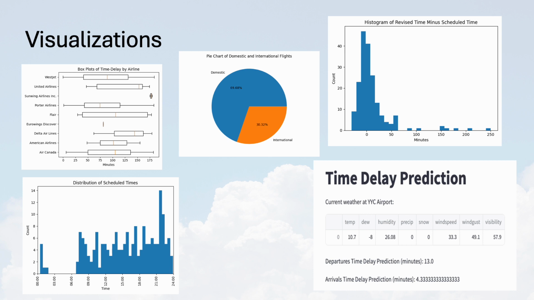Let's move on to visualization and flight delay predictions. For visualizations, we chose box plots of time delay by airline, a histogram of time delays, a pie chart showing international versus domestic flights, and the distribution of scheduled arrival and departure time. Two visualizations focus on time delay between scheduled and actual arrival or departure. The other two highlight the proportion of international versus domestic flights and the distribution of scheduled time.